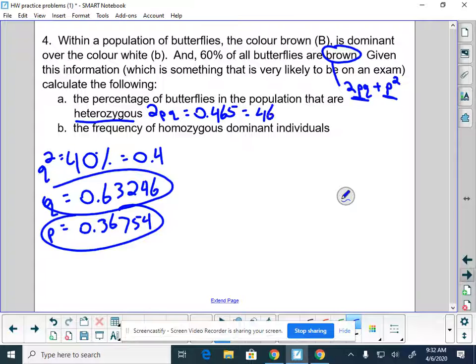or 46.5%. The question would tell you certainly if they wanted it to 1 decimal or rounded to the whole number, you'd always get that information.